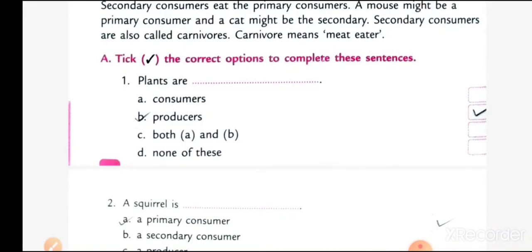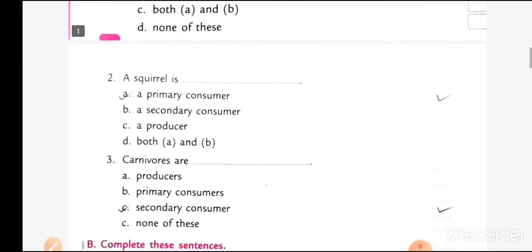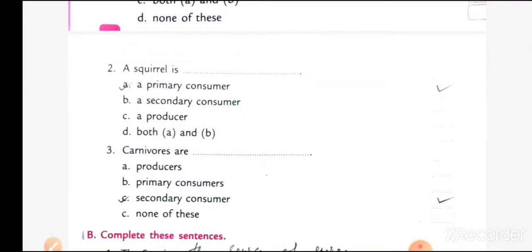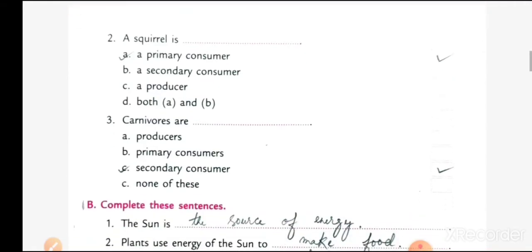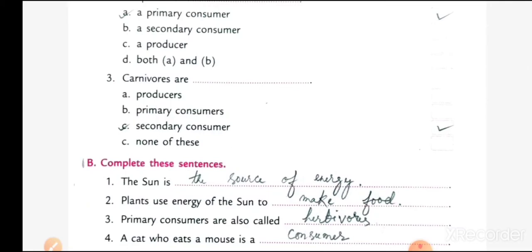Tick the correct options to complete the sentences. Plants are... you have been provided with 4 options A, B, C, D, and here the correct option is B, producers. Plants are producers. Number 2, a squirrel is a primary consumer. That is the correct option. Carnivores are secondary consumers. Correct answer, secondary consumer, because carnivores are those meat eaters.